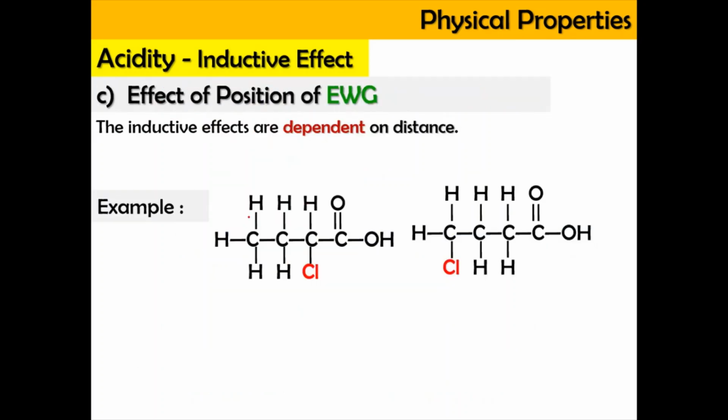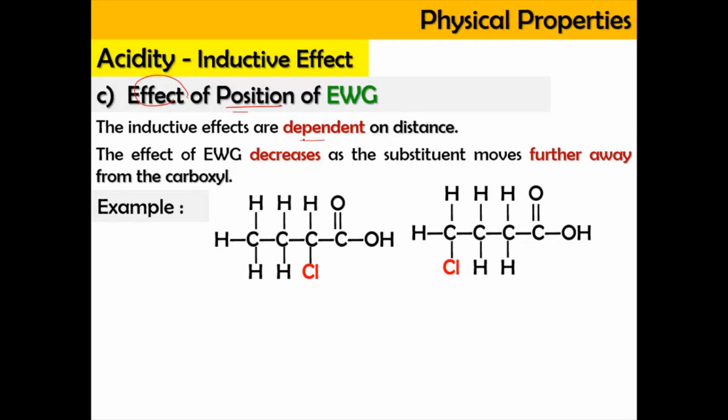Now we're going to look into the effect of the position. The inductive effect is dependent on distance. The effect of the electron withdrawing group decreases as the substituent moves further away from the carboxyl group. The chlorine here is much closer to the carboxyl group, and this chlorine here is further. Here we have 2-chlorobutanoic acid, and here we have 4-chlorobutanoic acid.